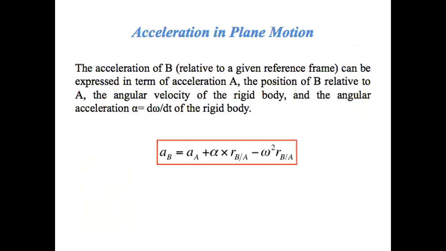Also, acceleration in plane motion we can find by this equation. Or we can say the acceleration of B can be expressed in terms of the acceleration of A and the position of B relative to A and the angular velocity of the rigid body. And the angular acceleration, as you remember, we show by alpha. Let's look at some examples.